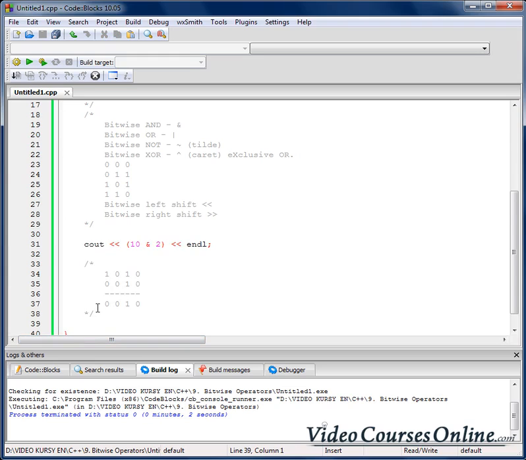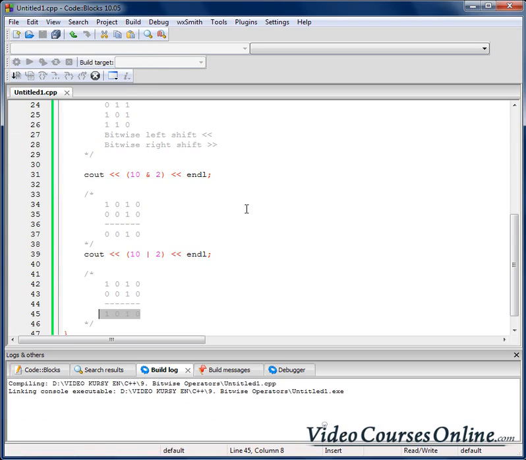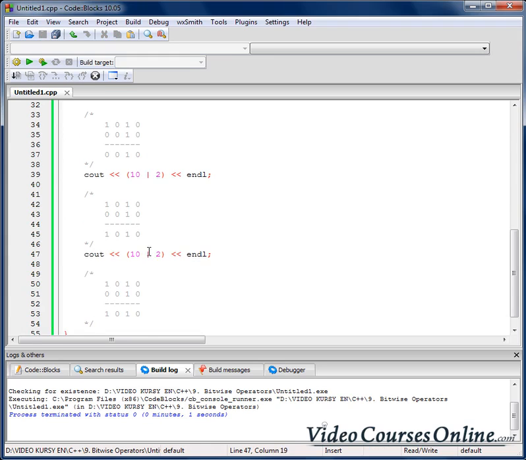Okay, now let's try the OR bitwise operator. The OR operator is false only when both arguments are false. So here is true, false, true, false. So the result is, as you can see, 10. It's working well.